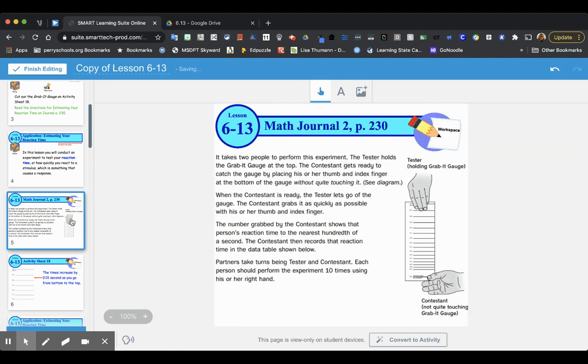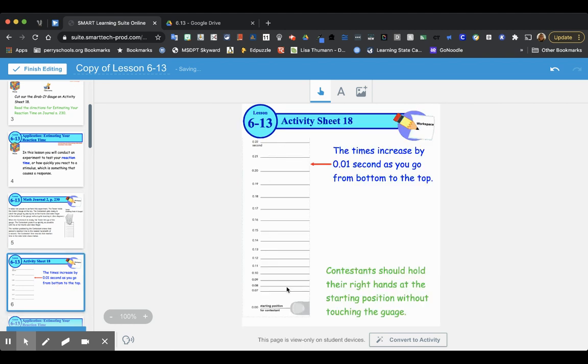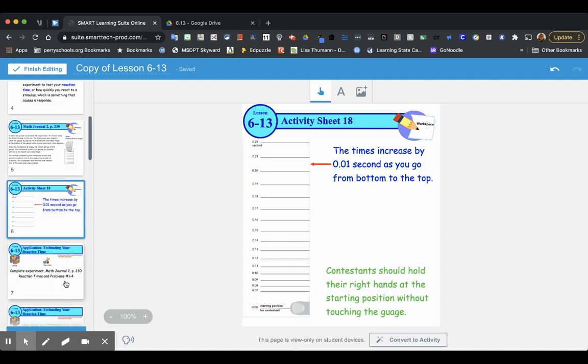And again, these are on page 230 for you to reread if you needed. So you'll see this on the gauge. You'll notice that the times increase by 1/100th of a second as you go from the bottom to the top. I really do apologize. My words are messed up today. So you can see at the bottom where we're starting, the starting position is 0. And we quickly go to 7, 8, 9, 10, all the way up to 22 hundredths. Contestants should hold their right hand at the starting position without touching the gauge.